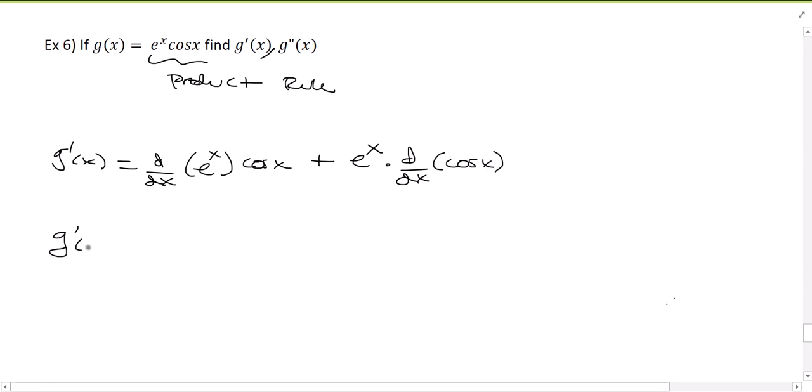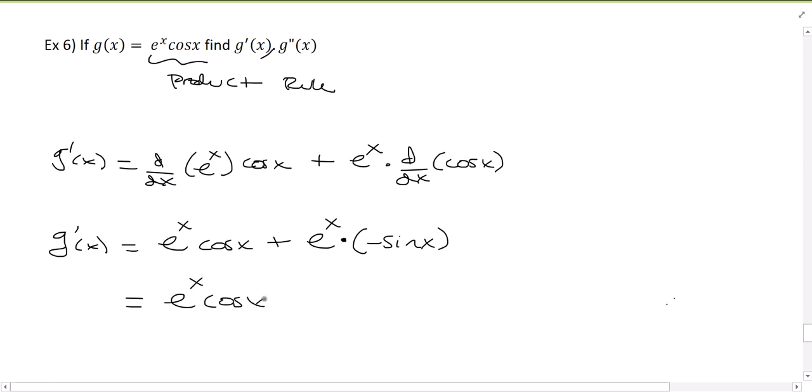And so g prime of x here, let's take the derivative. The derivative of e to the x is just e to the x, cosine x. And here we leave e to the x alone. And the derivative of cosine x is negative sine x. Now here, right, we're multiplying. So let's rewrite this. E to the x cosine x, positive times a negative becomes negative. So negative e to the x sine x.